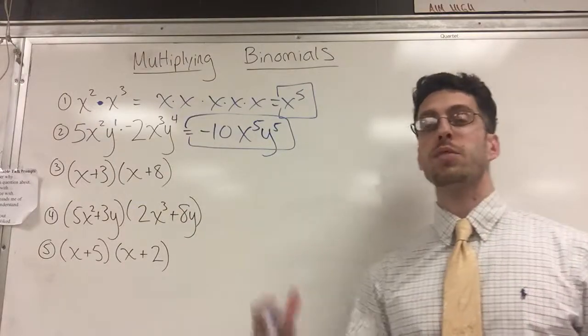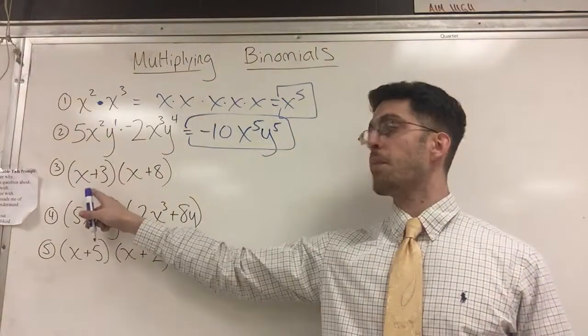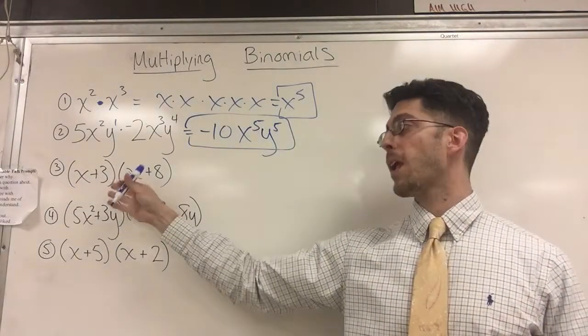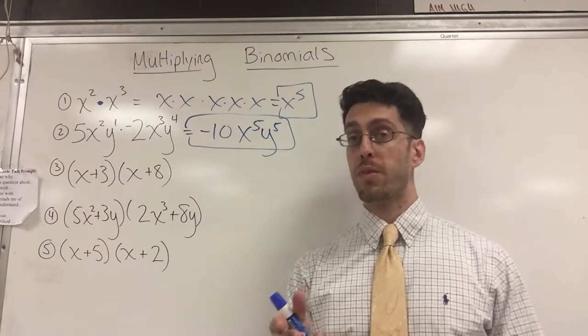All right? Once you're comfortable multiplying, now you can multiply a lot of stuff. So this is a binomial because there's 2 terms here, and this is a binomial because there's 2 terms here, and I want to multiply. I'm going to show you 3 different ways to do it. You choose your favorite.